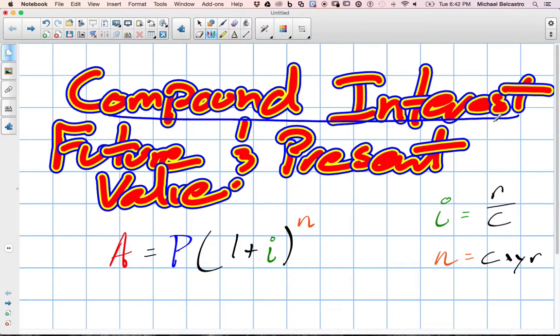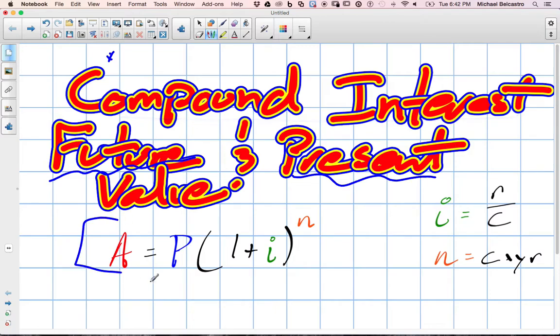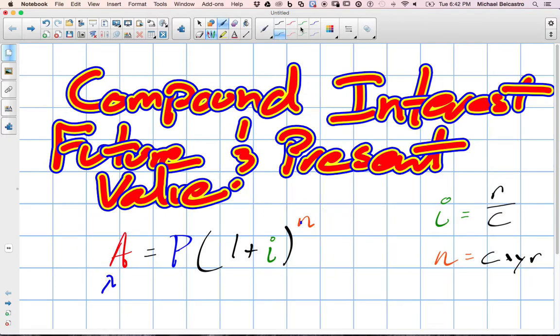Compound interest, which is the most common type of interest you would get from a bank or anything. We're going to try to look at the future and the present value all within one formula. So we have this formula. It's usually written as A is equal to P multiplied by 1 plus I to the power of N. Okay. So what do these all mean? We should probably write it out.